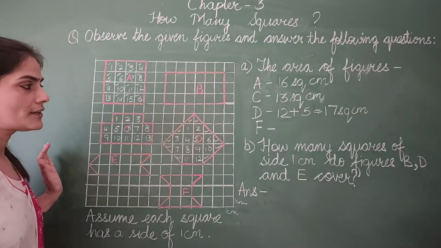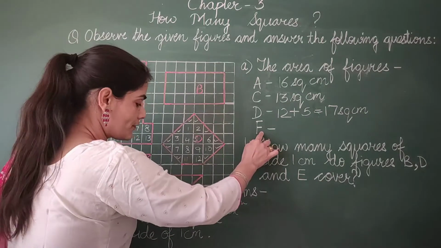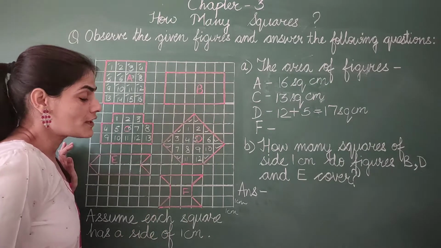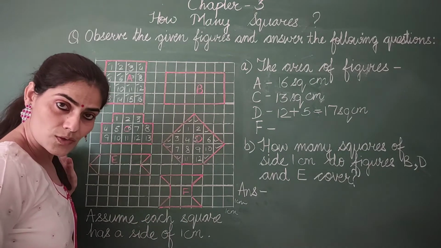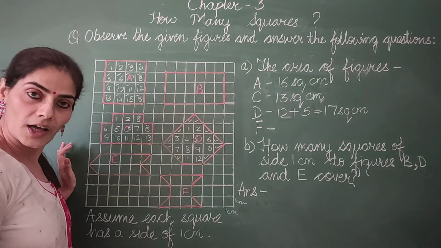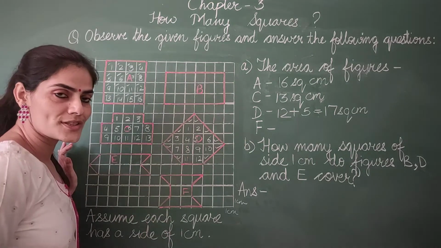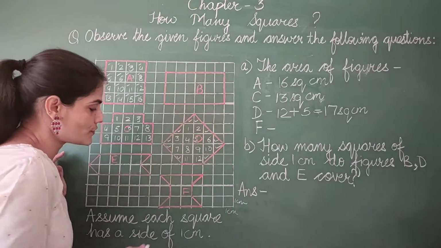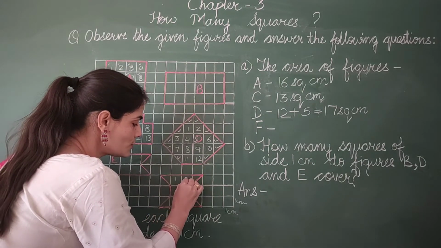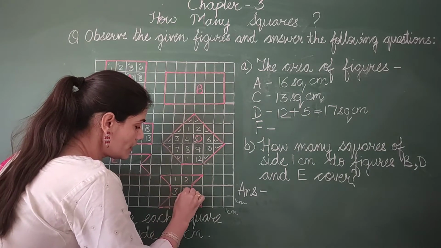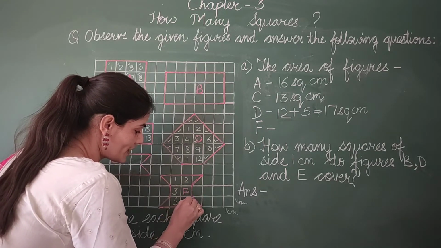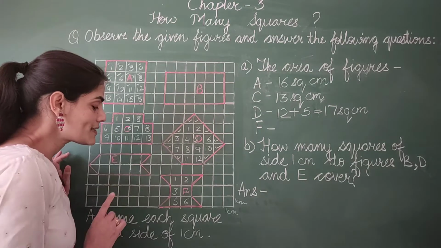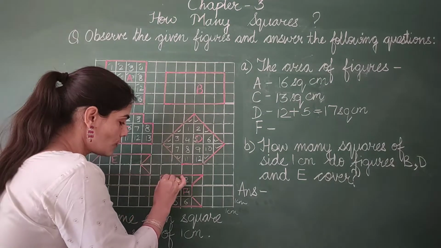The next figure is figure F. It is here, everyone. Again, this figure is covering some whole squares as well as some half squares. We'll use the same method. Let's count the whole squares first of all. 1, 2, 3, 4, 5, 6. There are 6 whole squares. Now let's count the half squares.